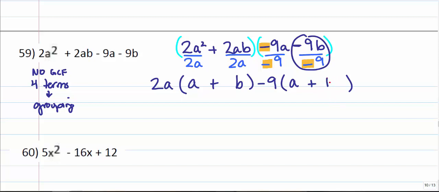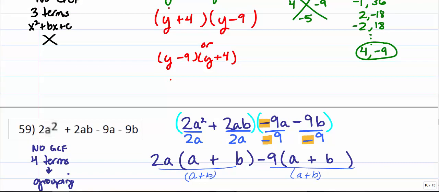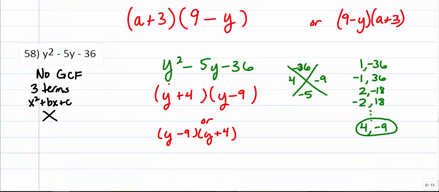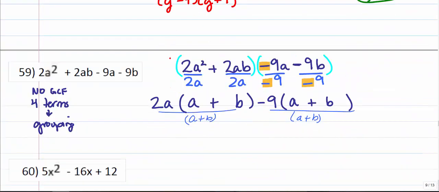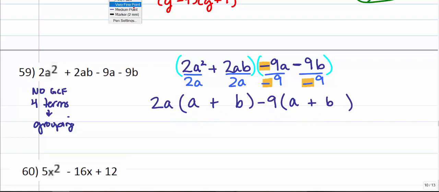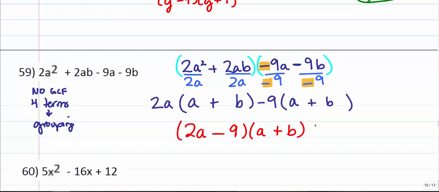I just don't write the 1. All right, so now I have grouped them, I have done their GCF, and then just like before, notice again that these both have a plus b, right? So I can take the a plus b and factor it out, just like I did on number 57. I'm just not going to write that step. So some students do it this way. I usually group my 2a minus 9 and then a plus b, but you could have switched them. That doesn't matter.